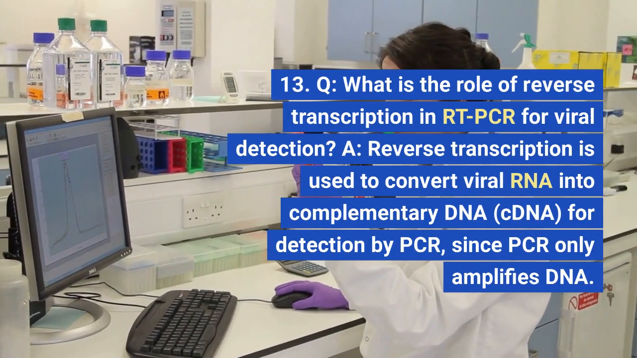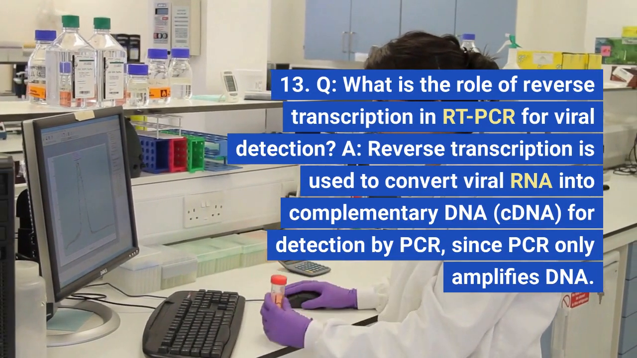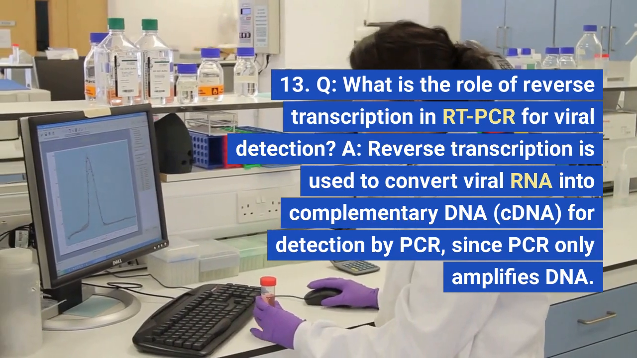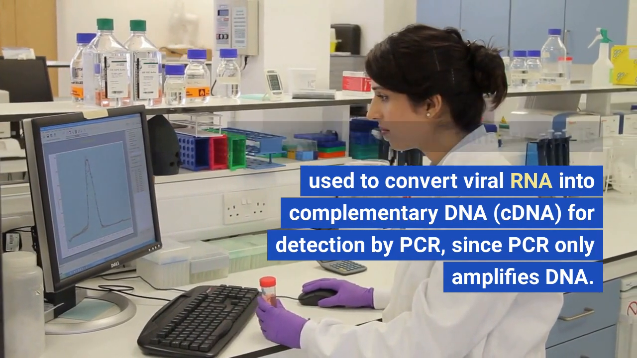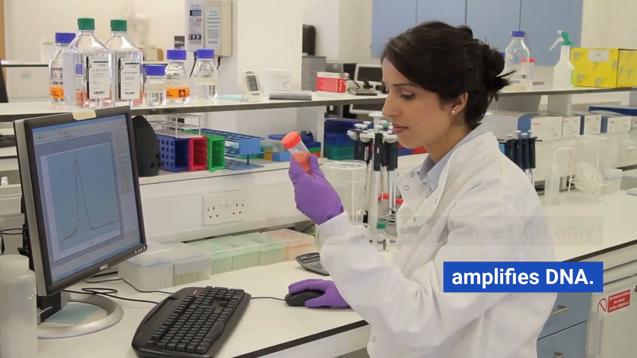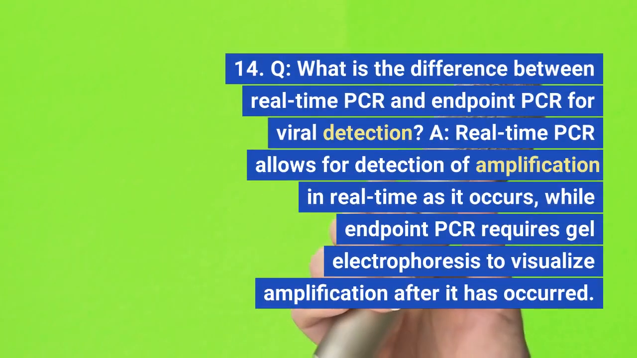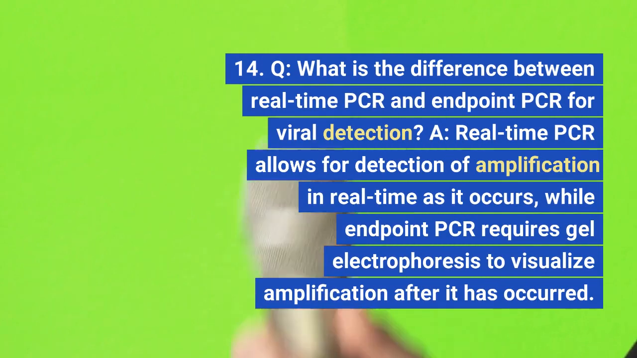13. Q. What is the role of reverse transcription in RT-PCR for viral detection? A. Reverse transcription is used to convert viral RNA into complementary DNA, cDNA, for detection by PCR, since PCR only amplifies DNA.